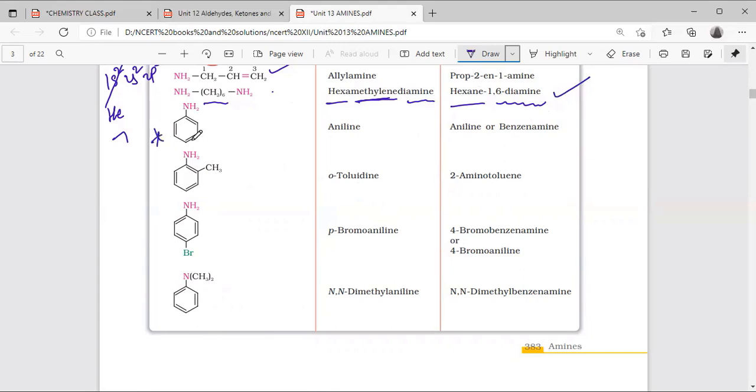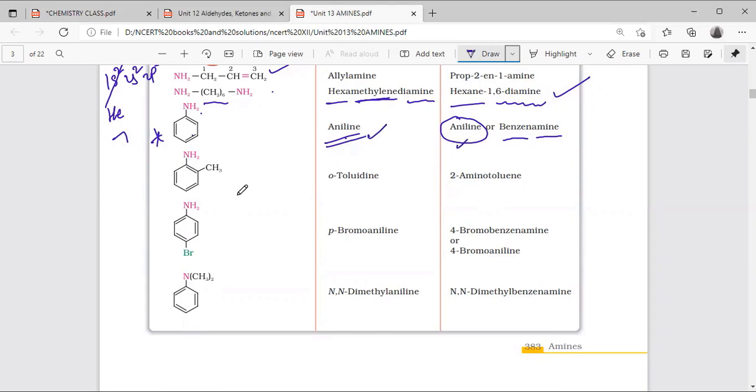Next, aromatic started. Benzene ring plus amine. We can say benzene plus amine, benzene amine, or aniline. Aniline is actually the common name. In organic compounds, most common names are considered as IUPAC. Okay.